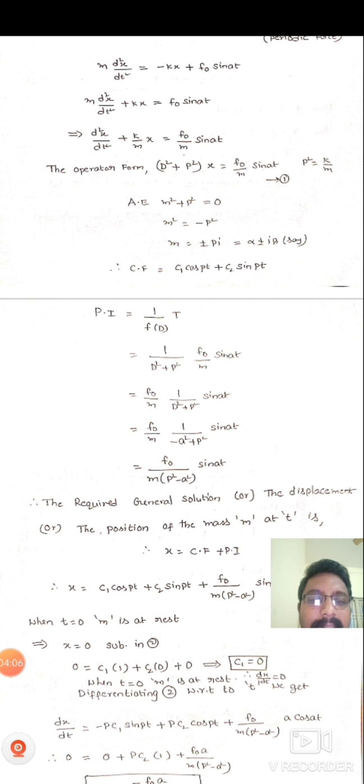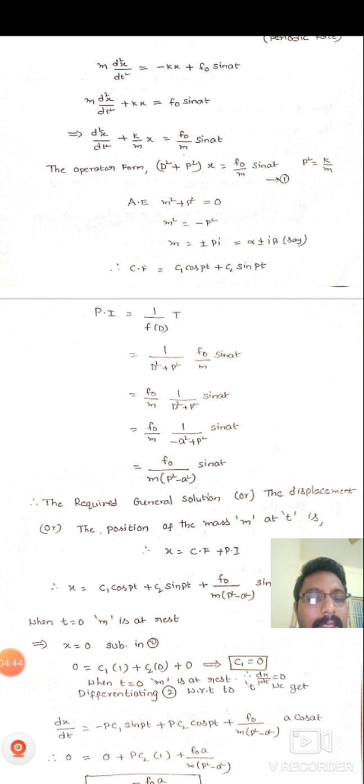But this is the second case. In this case, we have to replace D square equal to minus a square. So putting D square equal to minus a square, we will have 1 by minus a square plus p square sine at. While putting D square equal to minus a square, clearly the denominator value is not equal to 0, so we can put D square as minus a square. Thus, we get the required particular integral as f naught by m into p square minus a square sine at. So it is the required general solution.